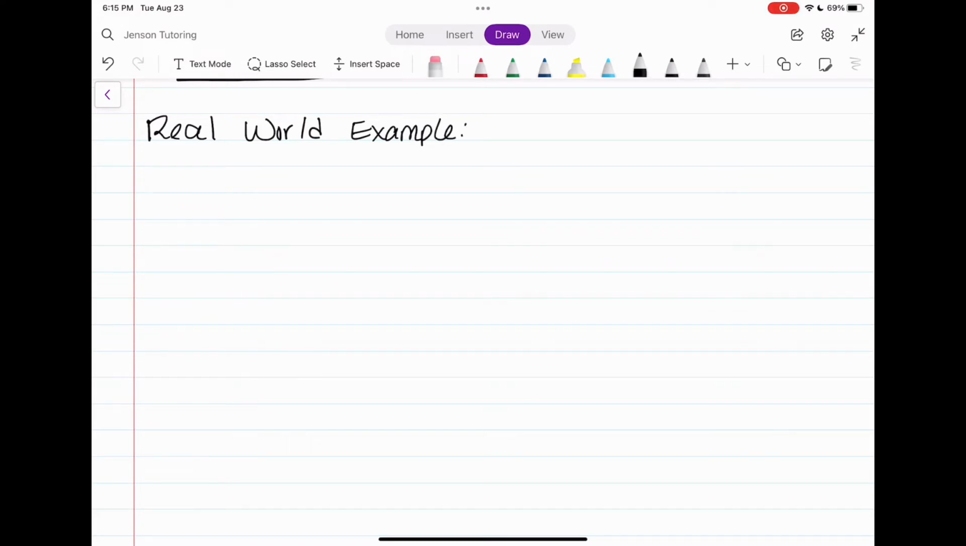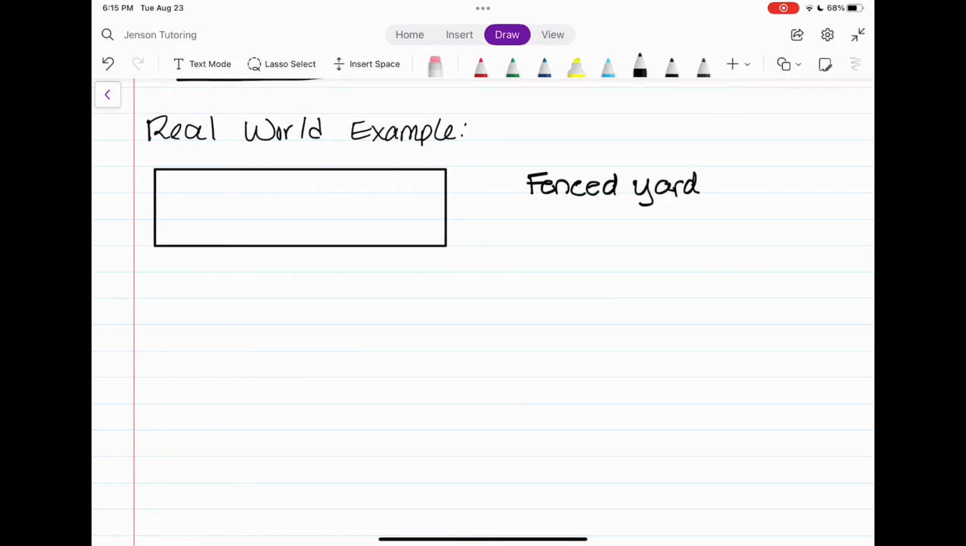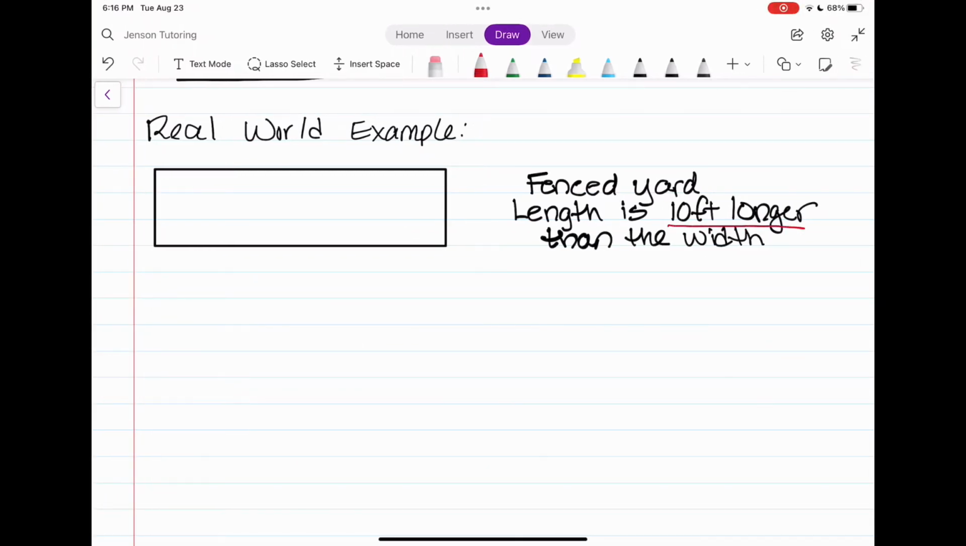Okay, so a lot of times you'll have a word problem, which we call a real world example or an application problem. So let's pretend we have a little puppy, Fido, and we want to build a fence around our yard. So we have a fenced yard that's in the shape of a rectangle. The length is 10 feet longer than the width. Okay, so some of these key words like longer than, longer just means add. Don't multiply the width times 10. So I have the width, I'm just going to call x. And then the length will be 10 more, so x plus 10.